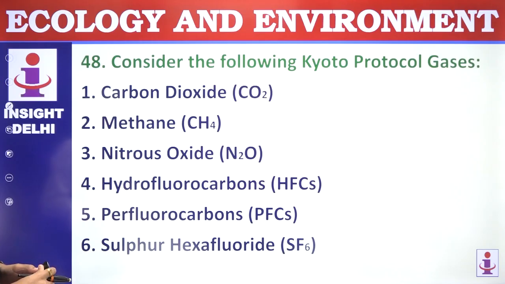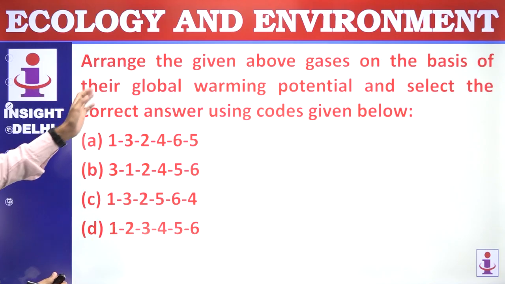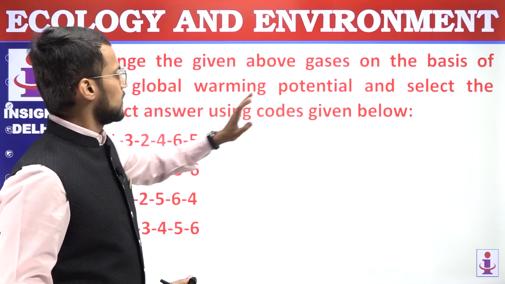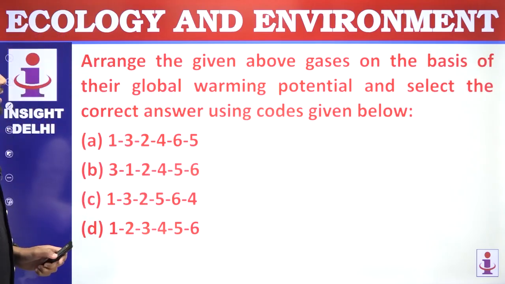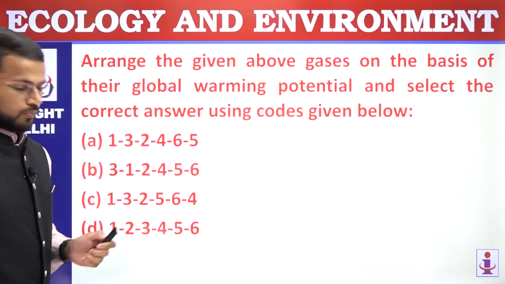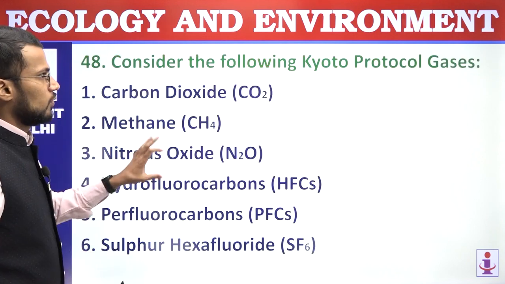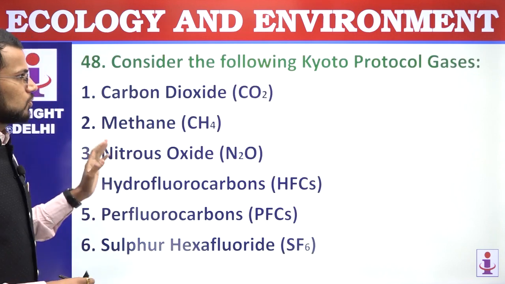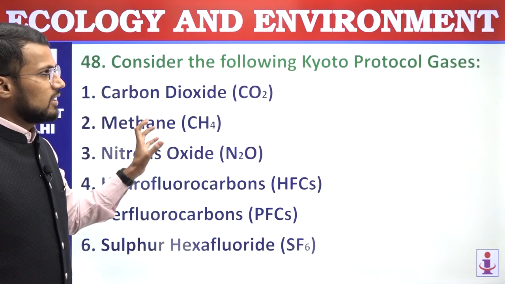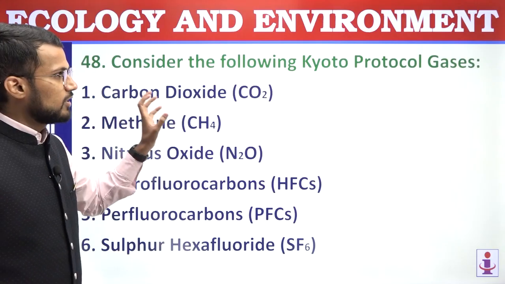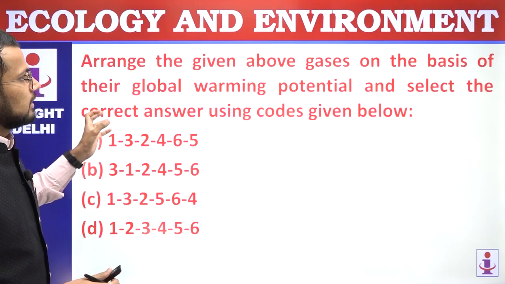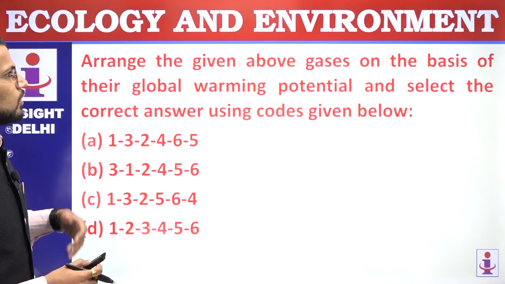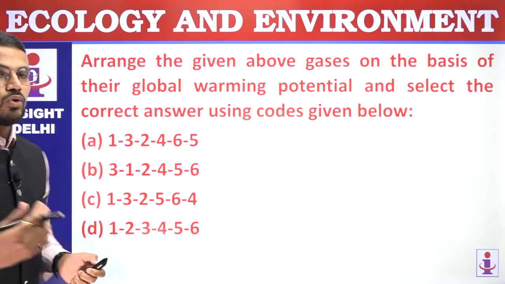48. Consider the following Kyoto Protocol gases, and what we are supposed to find out: arrange the given above gases on the basis of their global warming potential and select the correct answer using codes given below. Right? So these gases have been given which are targeted under Kyoto Protocol. We are supposed to find out what is the global warming potential, and on the basis of that we'll have to arrange these gases in the increasing order of their global warming potential. Right? So what is global warming potential?